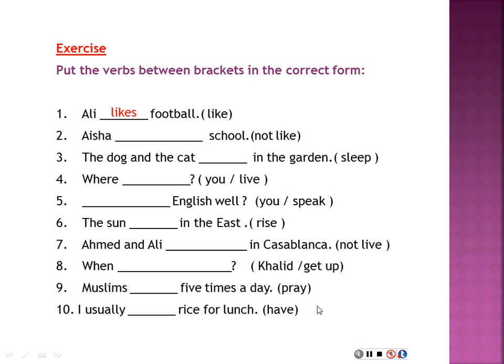So the first one is an example. So Ali likes football. Ali likes football. We added s, as we said for the present simple. We added s because we have a singular third person. The pronoun is singular third person, or the subject is singular third person. Ali likes football.